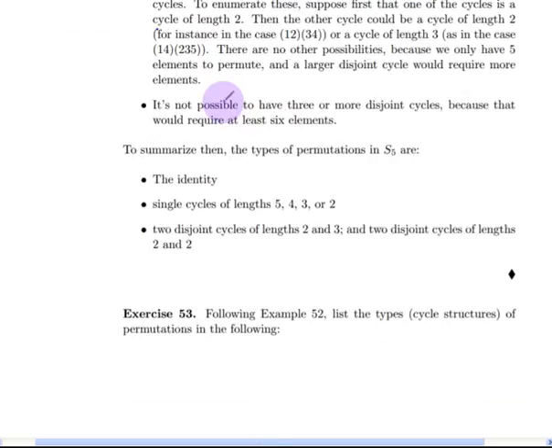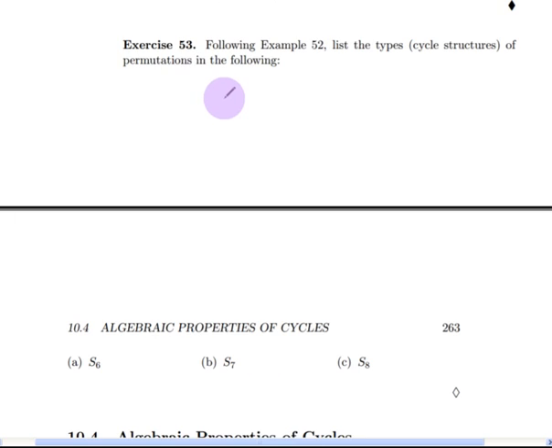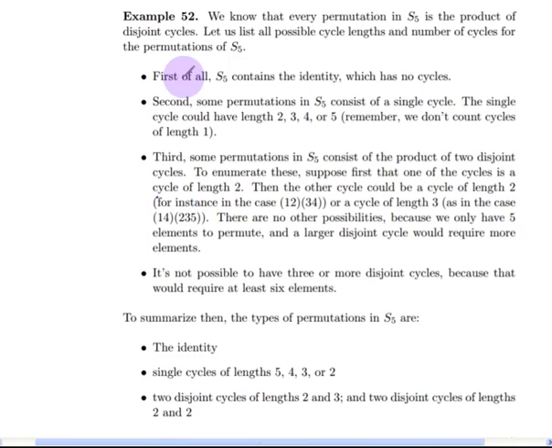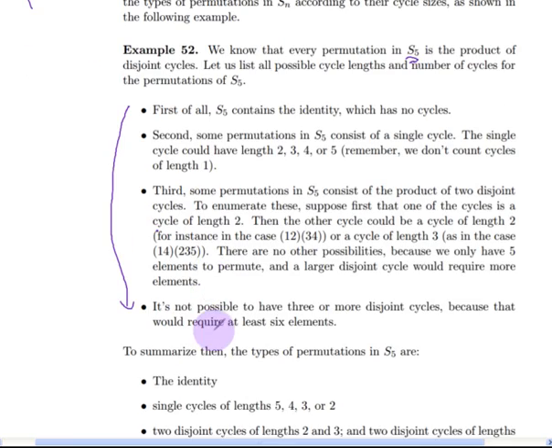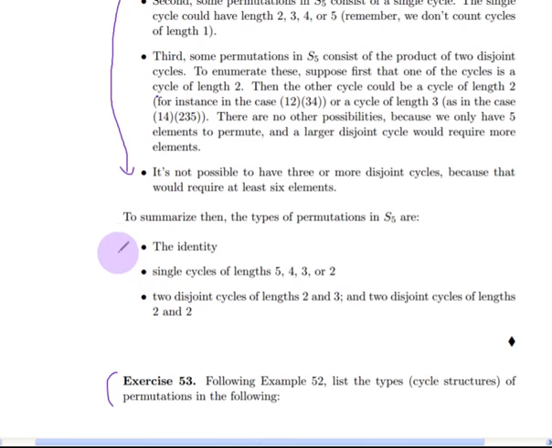And here, in this exercise, you're to list all the possible types of cycle structures of permutations. Here's an example where you want the permutations in S5, and you look through this argument and see what possible cycle structures permutations in S5 have. There's an argument here for all the possibilities, and these are the possible cycle structures for permutations in S5.